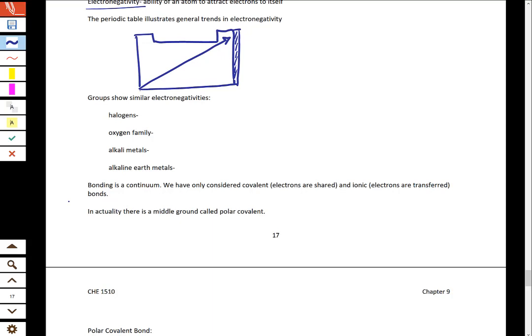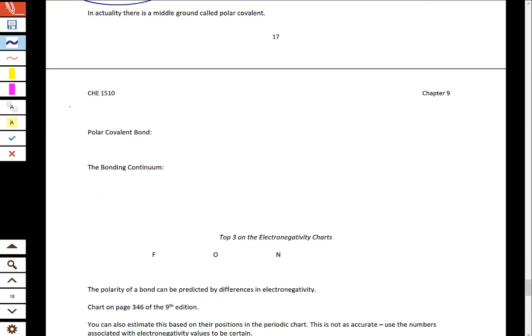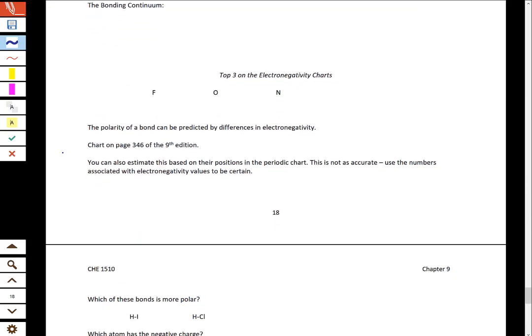When we look at the groups on the periodic table, halogens have a high electronegativity, and they are going to form that -1. Oxygens will form the -2. Alkali metals, which have a very low electronegativity, will form a +1. Alkaline earth metals will form a +2. We've already talked about how bonding is a continuum, so I don't feel like I need to repeat that.